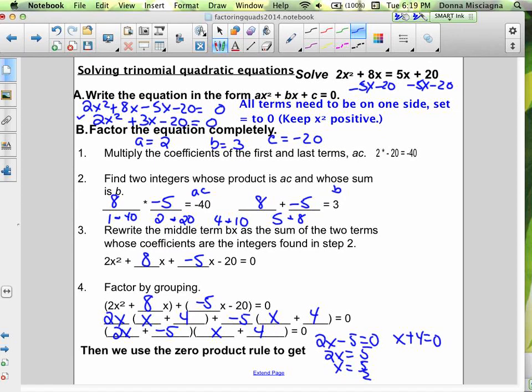And the other, we just subtract 4 from both sides. X is equal to negative 4. Right, and we're all done.